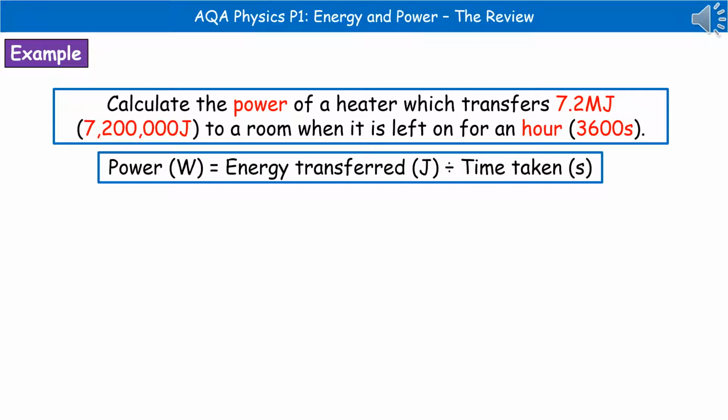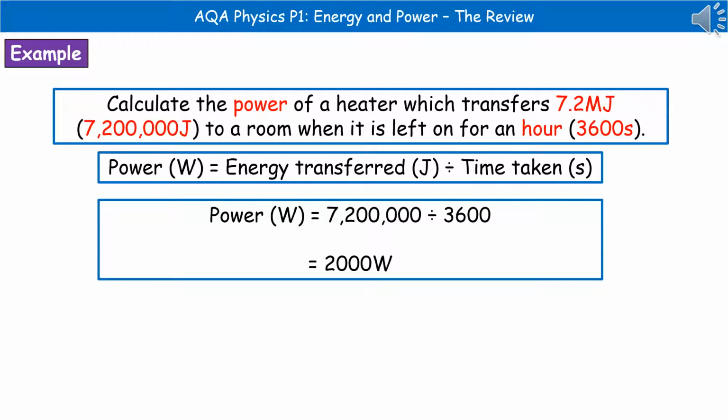Stage 2, as always, is to write down the calculation we are going to use. So power is the energy transferred divided by the time taken. We can then substitute in our standard unit values from our question. So 7,200,000 divided by 3,600. Put that into our calculator and we get the answer of 2,000 watts.